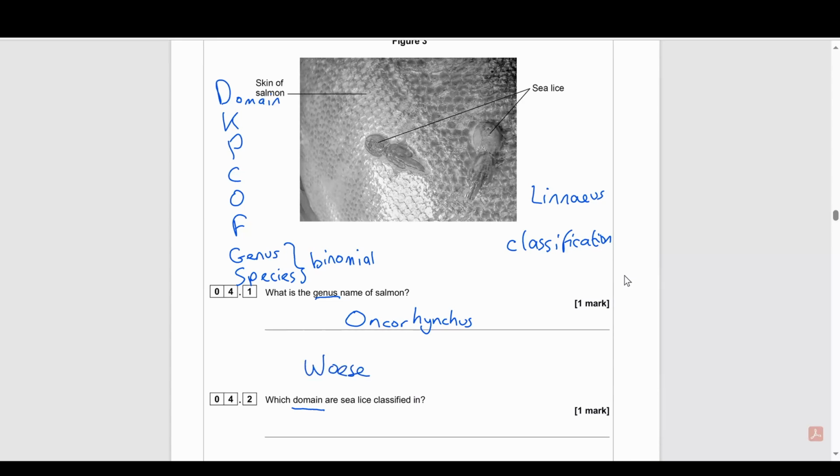So the 3 domains are archaea, bacteria, and eukaryota. Now a reminder that eukaryota is like eukaryote, and that is animals and plants, protists, fungi, organisms that contain cells with a nucleus. So our salmon and our sea lice are both examples of animals, so they would fall under the eukaryota domain.